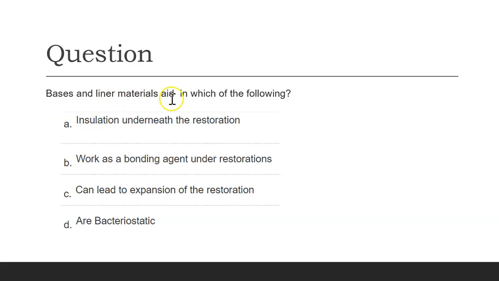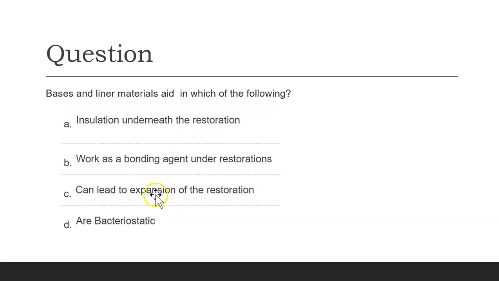Bases and liner materials aid in which of the following? Insulation under the restoration, work as a bonding agent under restorations, can lead to expansion of the restorations, or are bacteriostatic. It is A, insulation. So what bases do is they preserve and protect the dental pulp. Actually, bases and liners insulate the pulp from temperature, from anything hot, from anything cold. It won't hurt you because they put bases or liners. And I'll show you a picture of that.